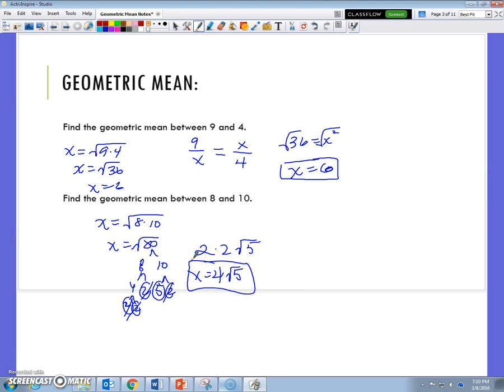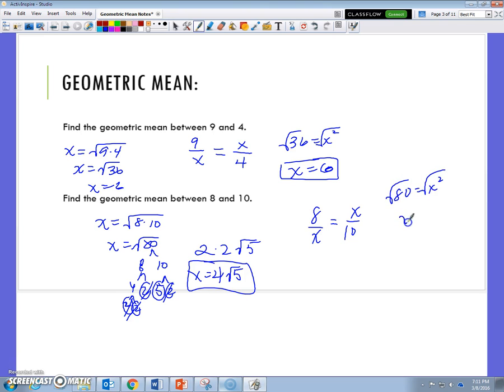You could also set up a proportion because that's where the geometric mean comes from. It says, well, if the extremes are 8 and 10, in my proportion the means have to be the same, that value that will make this proportion true. If it's the same value for both means, that's called the geometric mean. So I could, of course, cross multiply and solve this as well and get the same answer.